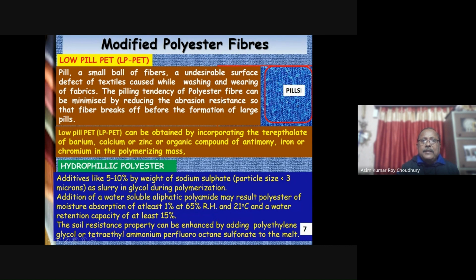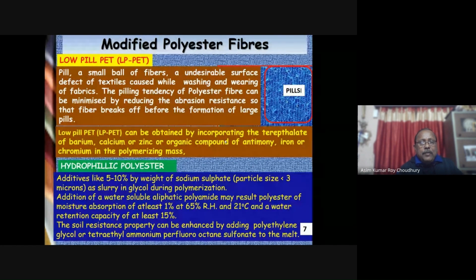The pilling tendency, this is not pilling. This pilling tendency can be minimized by reducing abrasion resistance so that the fiber breaks before formation of large pills. Low pill polyester can be obtained by incorporating terephthalates of barium, calcium, or zinc, or organic compounds of antimony, iron, or chromium in the polymerizing mass.